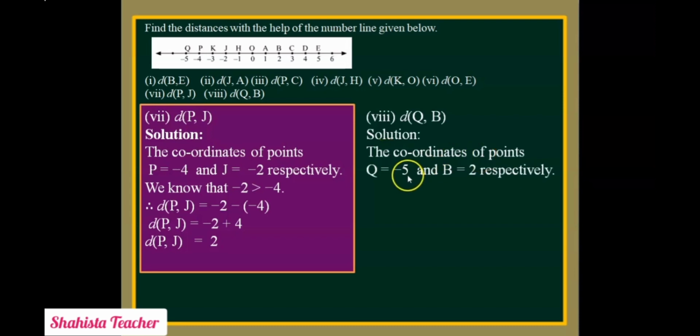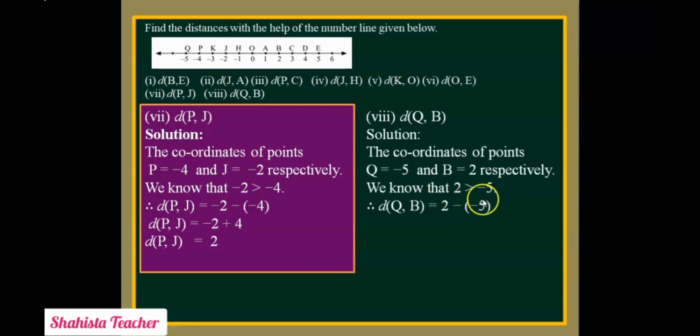So here respectively, we know which number is greater, -5 or positive 2. Yes, positive number is always greater than negative number. Okay, now here -5 is a smaller number as compared to positive number. That means 2 is greater than -5. So here we will write, we know that 2 is greater than -5. Now distance of Q comma B is equal to 2 minus, why minus? Because here distance is asked. So distance of Q comma B is equal to 2 minus -5.